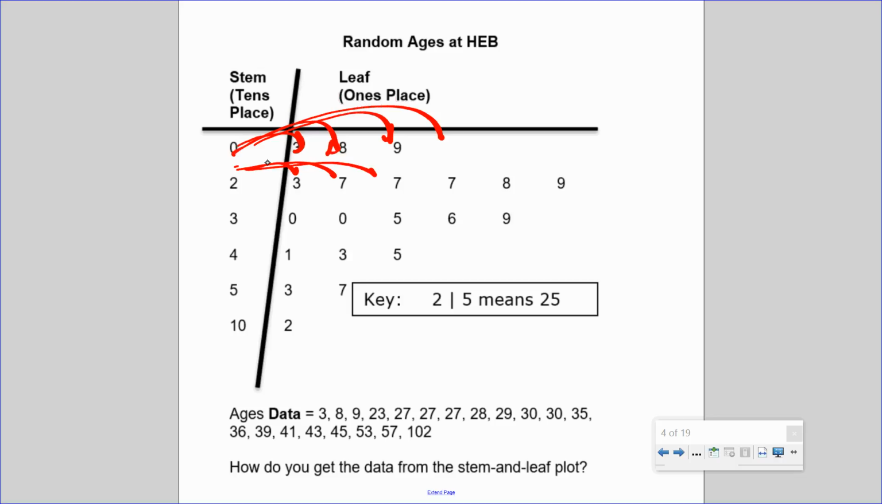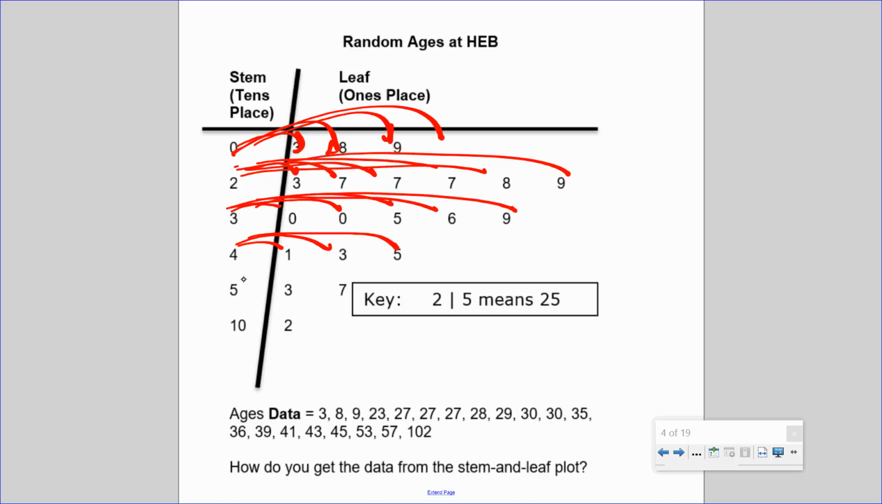23, 27, 27, 27, 28, 29, 30, 30, 35, 36, 39, 41, 43, 45, 53, 57, and 102. So how did I get the data from the stem and leaf? I take from the tens and I combine it with the ones.